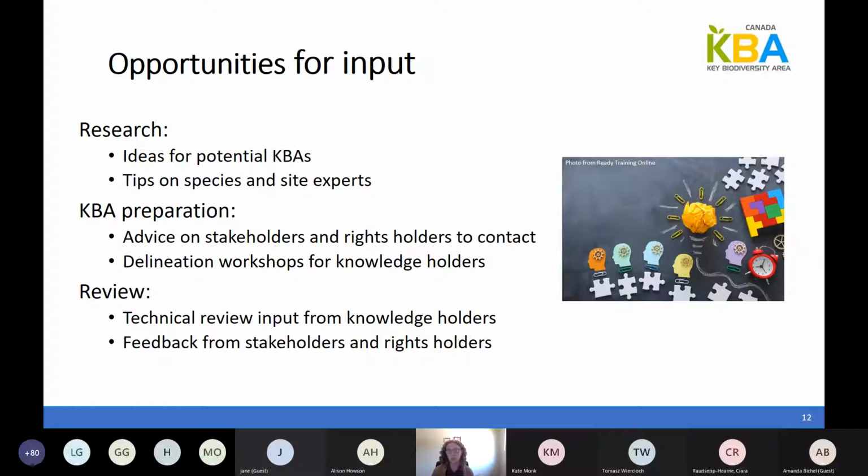We'll also be hosting delineation workshops for our different knowledge holders and working together to delineate appropriate boundaries for each KBA. And in the review phase, we seek technical review input from different knowledge holders to make sure our KBAs are unbiased and correct and everything has been done according to the book. And then we also seek feedback from stakeholders and rights holders, just again to make sure everyone's aware of what we're doing before the KBA is finalized.